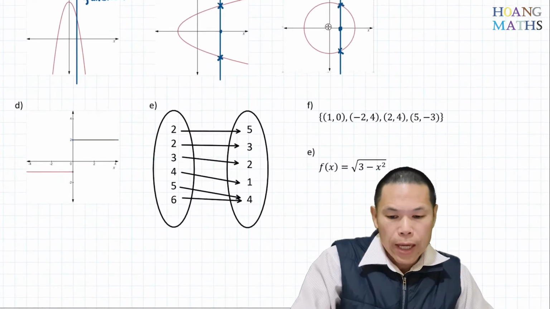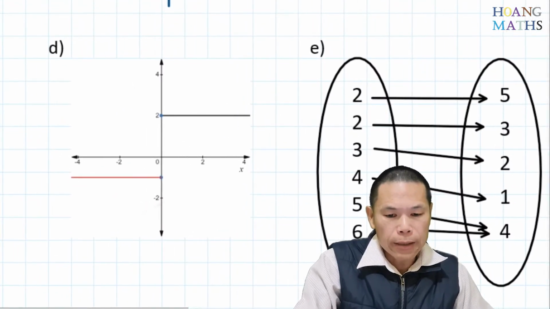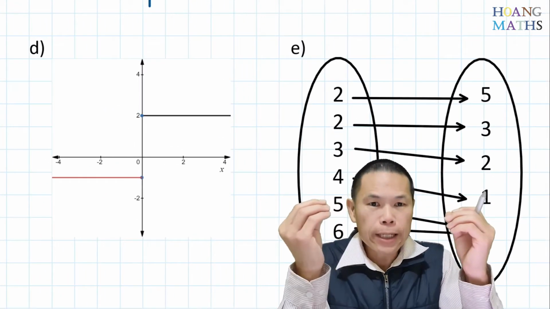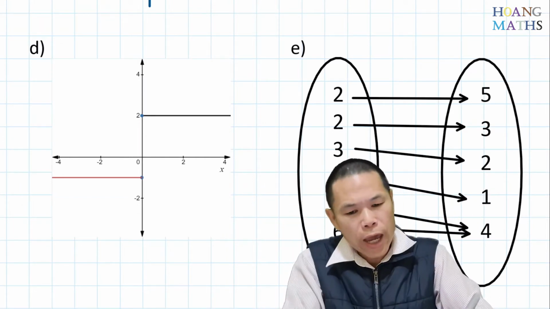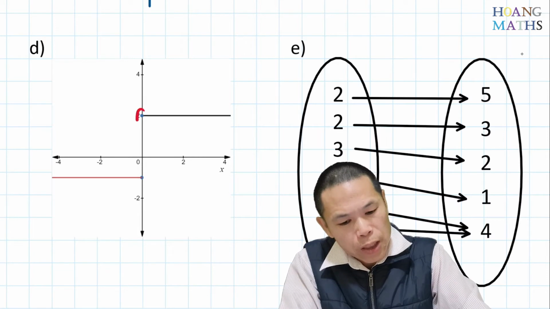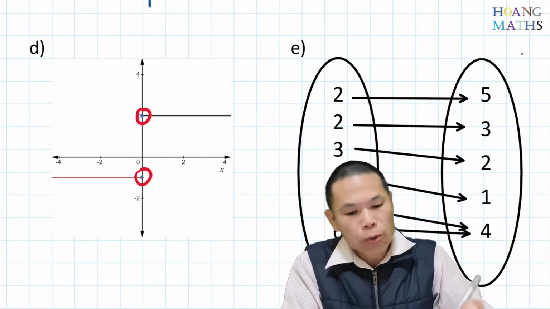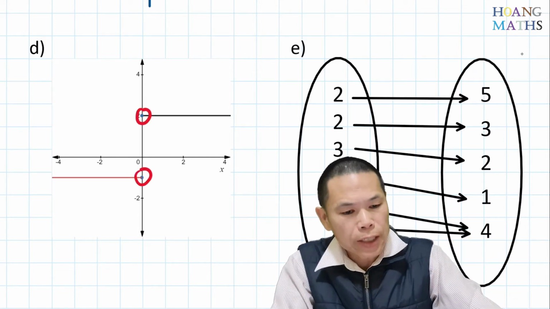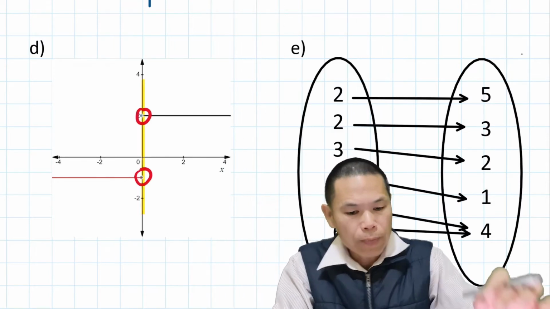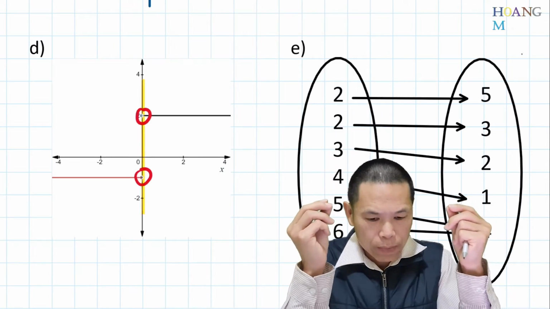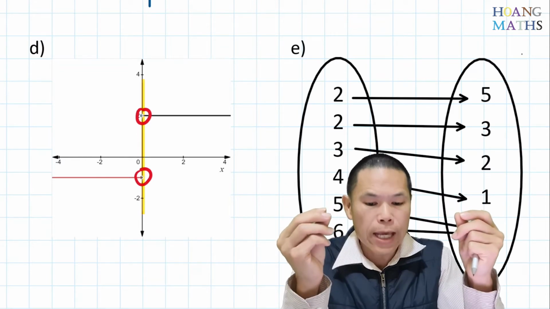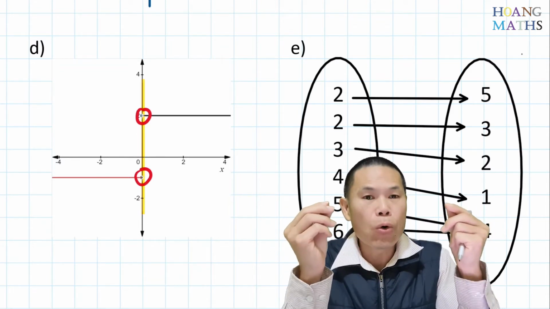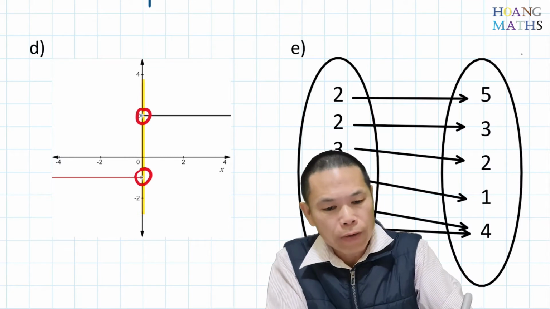There you go. And part D. If you look at D, it is a relation. The reason is because we have the circle here, which is inclusive. If you draw a vertical line down, there you go. It cuts at x equals 0, y equals 2 and negative 1. So therefore, it is a relation, not a function.